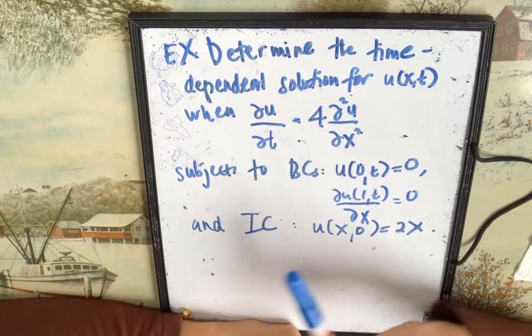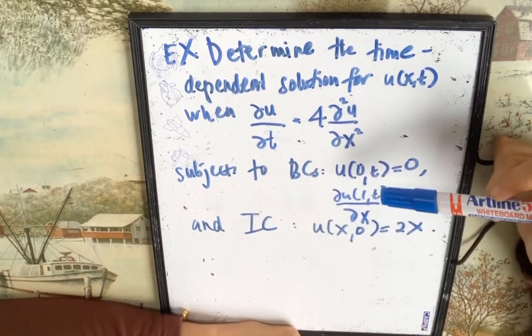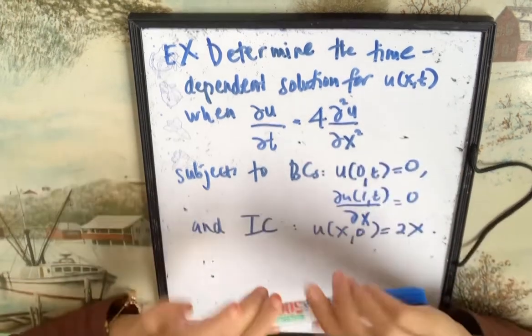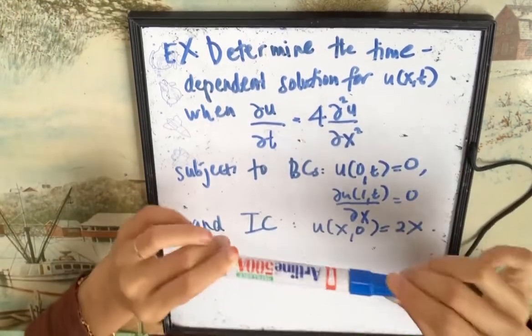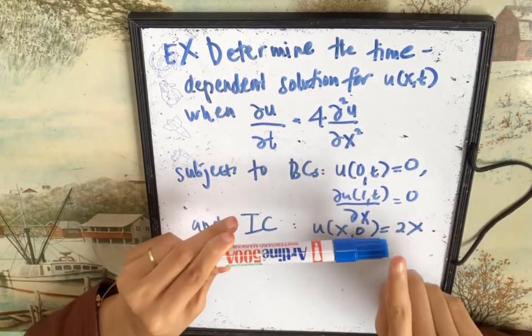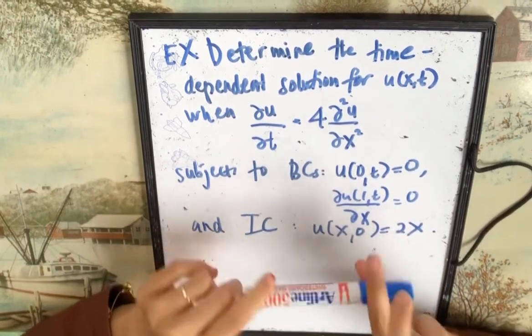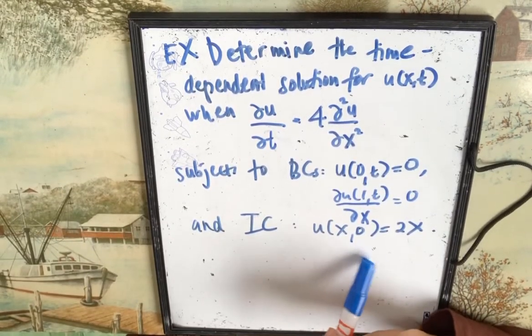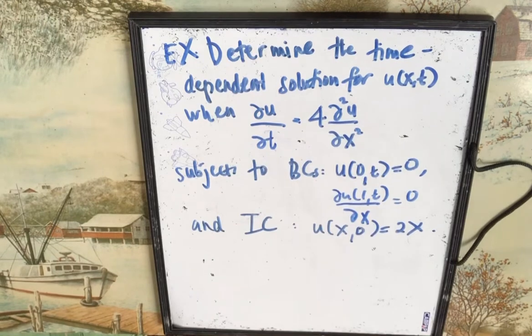You can see here that BC has two conditions, because it is boundary. Imagine you have one road: this is the first boundary and this is the end boundary, so there must be two boundaries here. And this is the initial condition, given here. So how to answer it? You need to follow the steps.